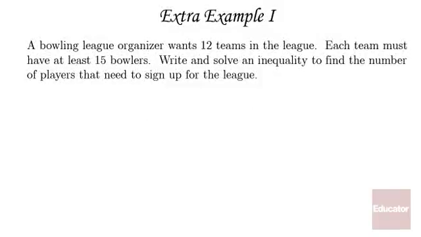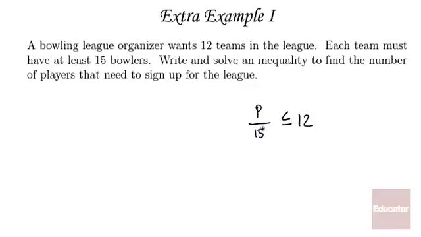A bowling league organizer wants 12 teams in the league. Each team must have at least 15 bowlers. Write and solve an inequality to find the number of players that need to sign up for the league. So the most teams that we have are 12. So we could have less than or equal to 12, but no more than 12 teams. And we don't know how many players there are going to be, but we do know that we're going to be putting them in groups of 15.